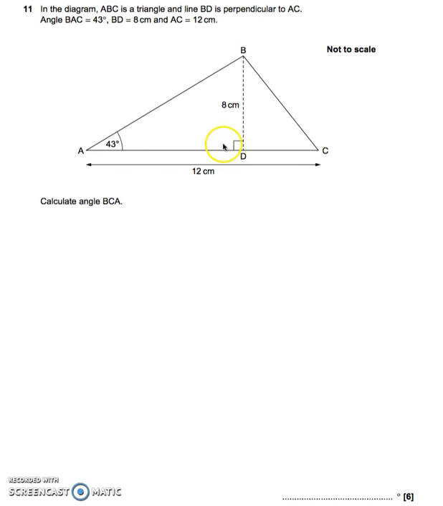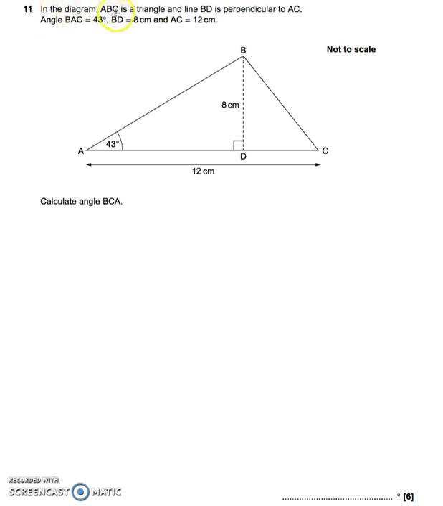Question number 11 is a trigonometry question. You should look at this diagram. It's a nice clue, really. You've got a right angled triangle sitting in there quite clearly, and you're being asked to calculate an angle, so you should be thinking about using trigonometry. Let's just read what it's asking us to do.